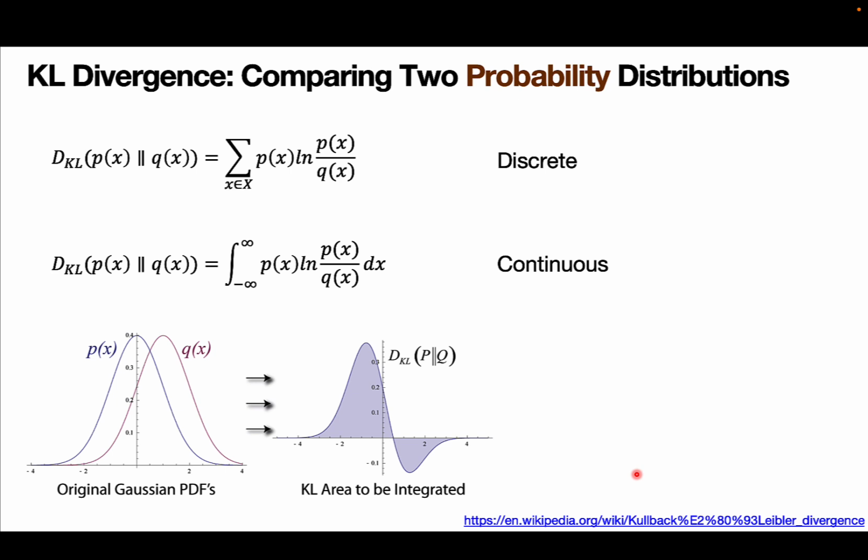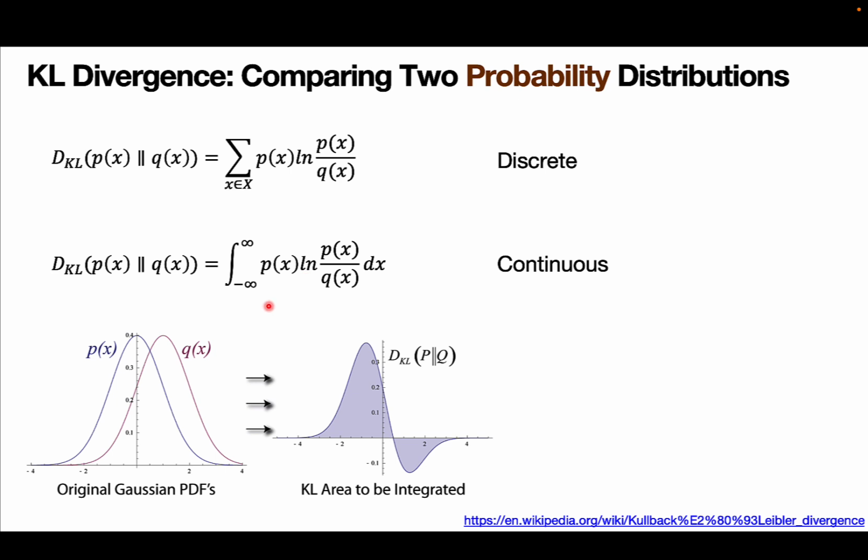And there are two cases. In the discrete case, the KL divergence computes the expectation of the pointwise log ratio of probabilities presented by P and probabilities presented by Q. In the continuous case, it calculates the area.